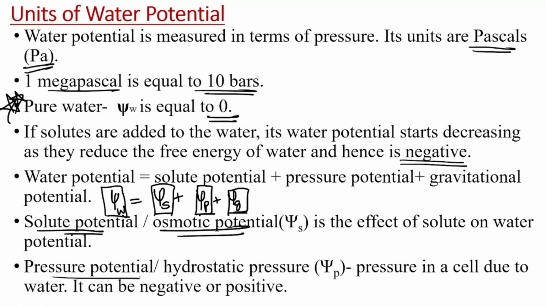And what is pressure potential? Now for example, when water is entering inside a cell, then what happens? This water builds up pressure in the system. That is called pressure potential or hydrostatic pressure. It can be negative or positive.